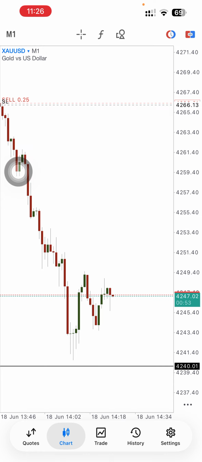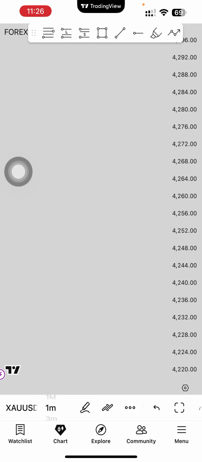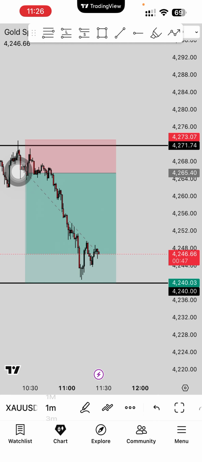Yeah, so that's it. I just tried to explain the trade that I took, and I think it was an amazing trade, a nice scalp on gold. I also took another trade on Euro USD, but I only posted this one, so it's this one I can talk about.